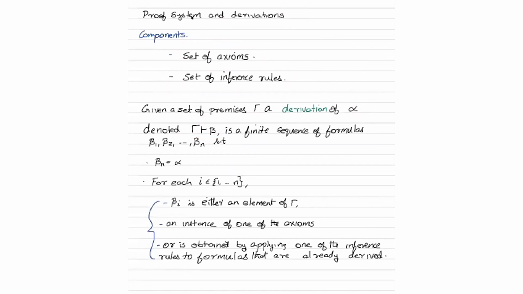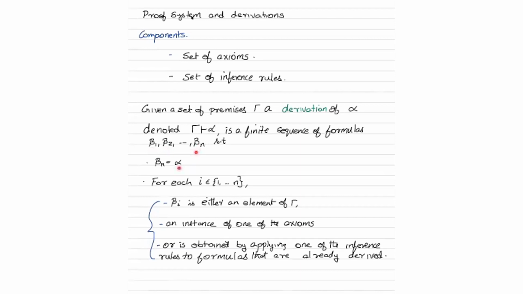Alpha should be. So this should be alpha. Okay, so what is a derivation? It's simply a finite sequence of formulas, beta 1, beta 2, ..., beta n, and so on, where the last formula here is alpha. Okay, so that's your derivation of alpha.